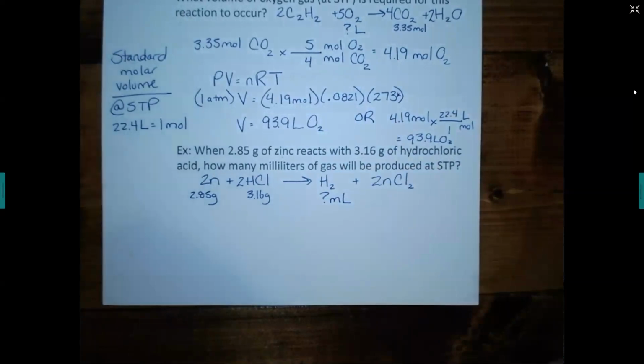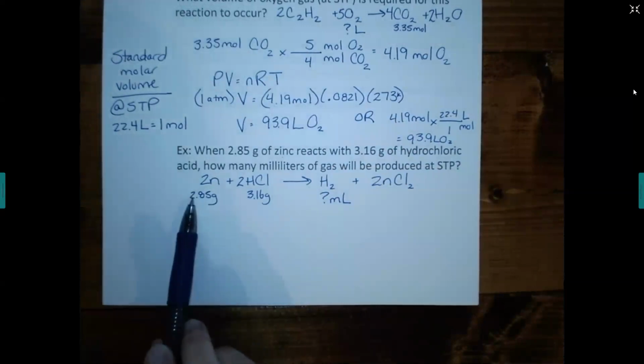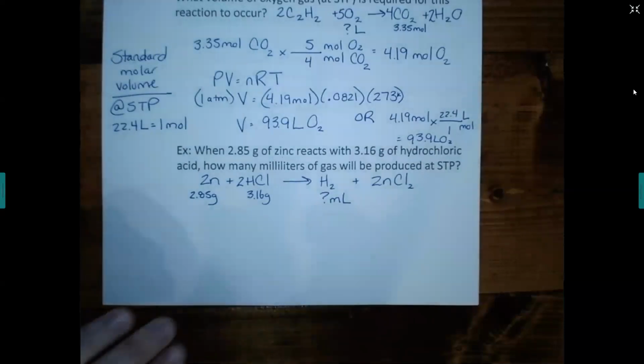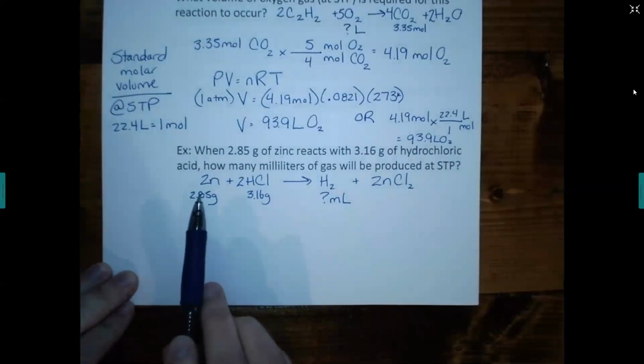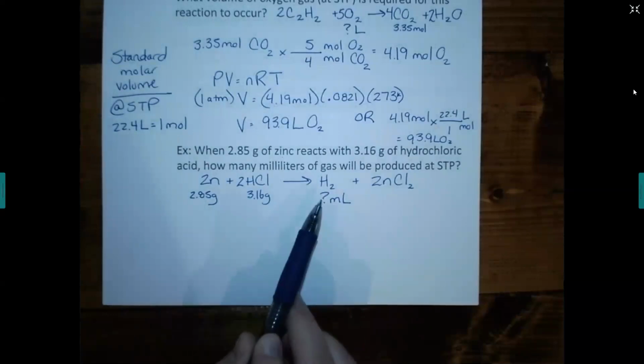Okay. Now this problem's a little bit different. It's a little bit different because they didn't give you the amount of just one thing. They gave you the amounts of both of your reactants. So there should be a bell ringing in your head right now, hopefully, that tells you whenever you're given the amount of both reactants and you're supposed to solve for the amount of product that would be produced, you have to find the limiting reactant. So that's what we're going to do next. We need to figure out which one of these is the limiting. That will help us determine the theoretical yield of hydrogen gas.